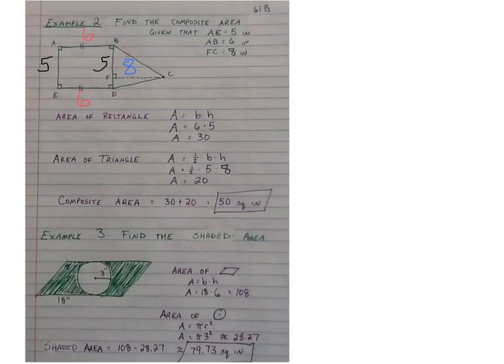We can find the area of this shape by adding together the area of the rectangle and the triangle. The area of our rectangle is base times height, so 6 times 5 gives us 30. And then the triangle is 1/2 base times height. Our base is 5, our height is 8, so 1/2 of 5 times 8 is 20, making our composite area 30 plus 20, or 50 square inches.